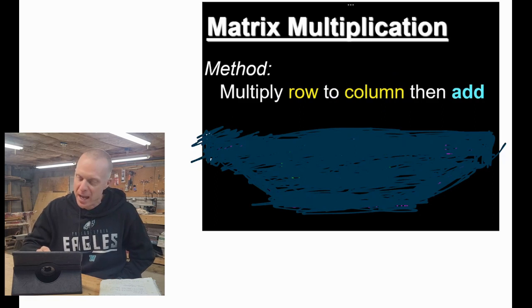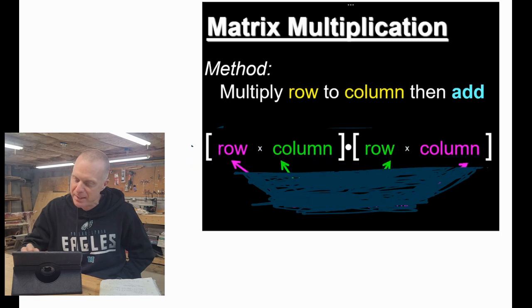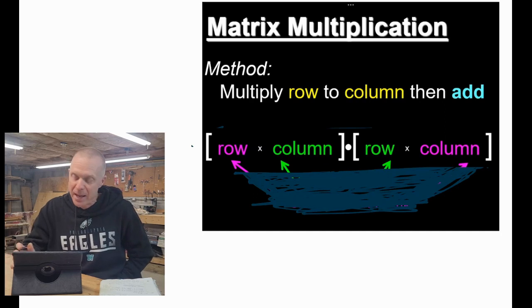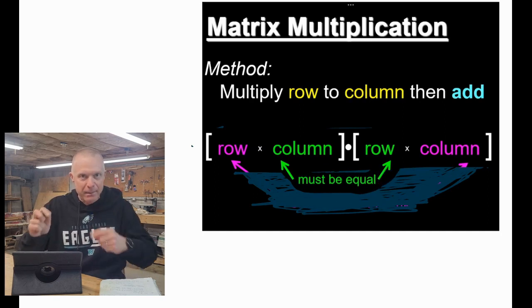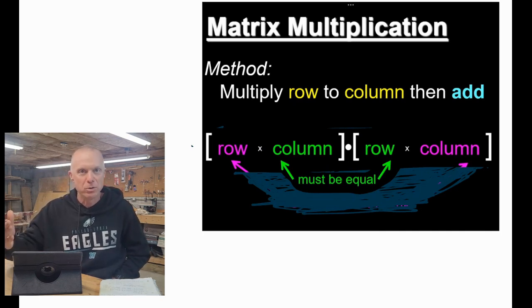The other thing that I just kind of want to show you before we actually do a problem is that if you have two matrices that are being multiplied together, perhaps matrix 1 has a row and a column, and matrix 2 has a row and a column, what we discover is that the numbers that are in these positions, kind of these inside numbers, they have to be equal in order for you to actually do the multiplication.